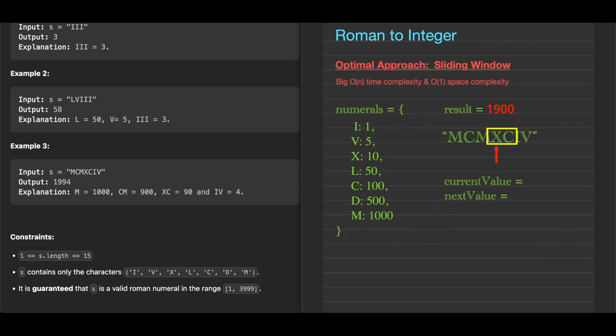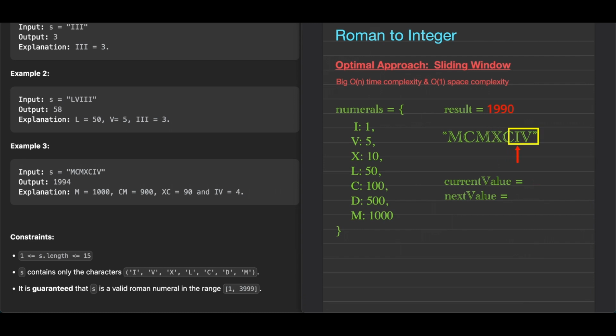So that puts our for loop at an index of 3, which gives us a current value of 10 and a next value of 100. Our current value is less than the next value, so we need to subtract again. 100 minus 10 gives us 90, and we add that to the result, giving us a new result of 1990.